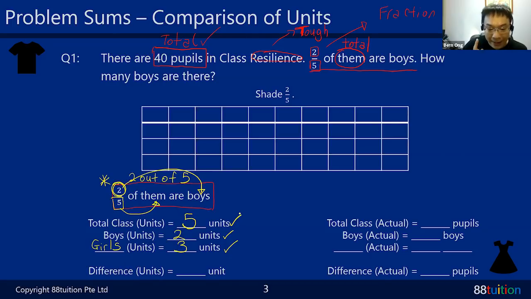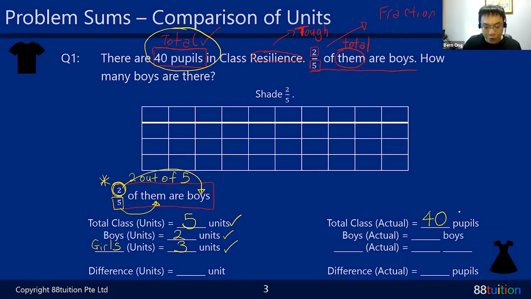And guess what? I have the total number of pupils. This total is actually the actual number of pupils in my class. So in my class there are 40 pupils. Can I put it on the right-hand side down here? 40 pupils. Can you see? So I can put all this information into all these lines. Let me try to fill up, and we try to fill up together.